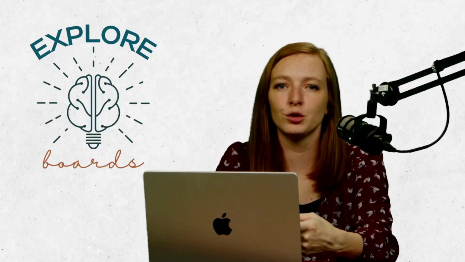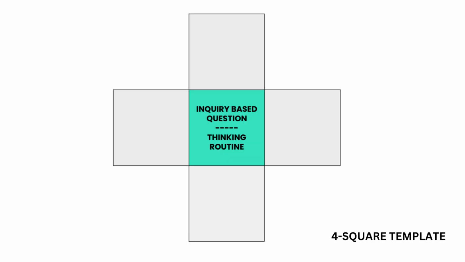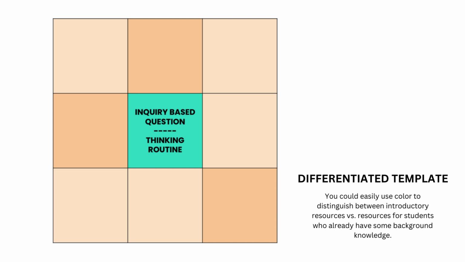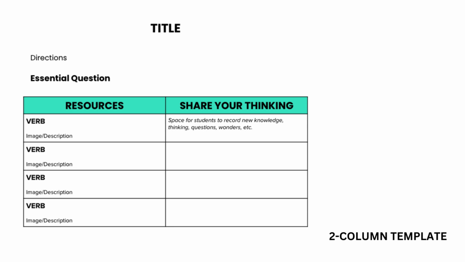These are going to include a game board template with space for 8 resources, a simple 4-square template. This is perfect for younger students or if you just want to focus on a few key ideas. A differentiated template. This one uses color coding to provide differentiated resources based on levels of prior knowledge. A grid template for 3 resources. This one has an integrated thinking routine as well, so students can do immediate reflection in the same space. Finally, I've got a 2-column template also with a built-in thinking routine.